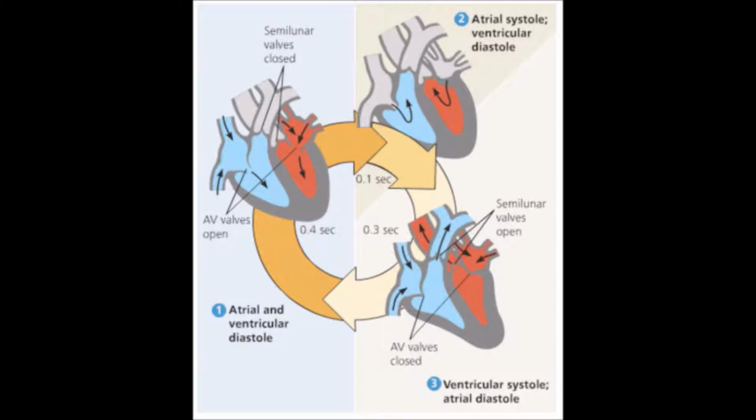After this phase, the atria relax, which is known as atrial diastole. And now it's the turn for the ventricles to begin their contraction phase, known as ventricular systole. When the ventricles contract, blood is ejected from the heart. And upon completion of this contraction, the heart relaxes again to begin the cardiac cycle again.